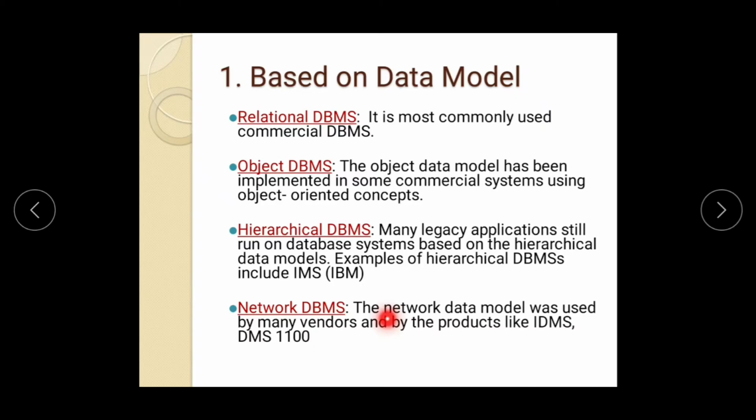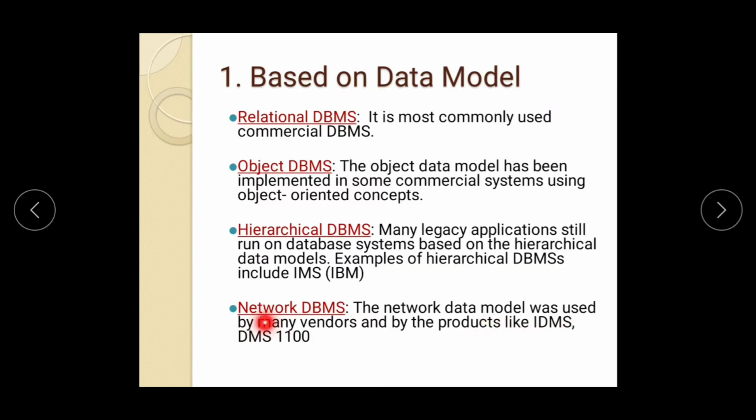Next is network DBMS. Network DBMS is a more relaxed version of the hierarchical one. It is also a tree structure, but the difference is that each child can have multiple parents. The network data model was used by many vendors and by products like IDMS and DMS 1100. These are the examples of network DBMS.